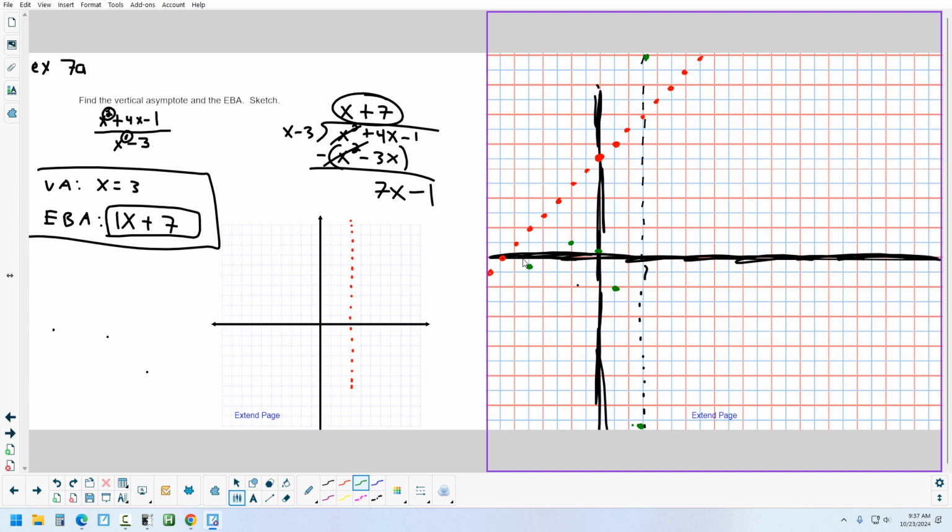Okay, so what's going to happen in that green section? It's going to stay very close to that. It's going to come up, start to curve.